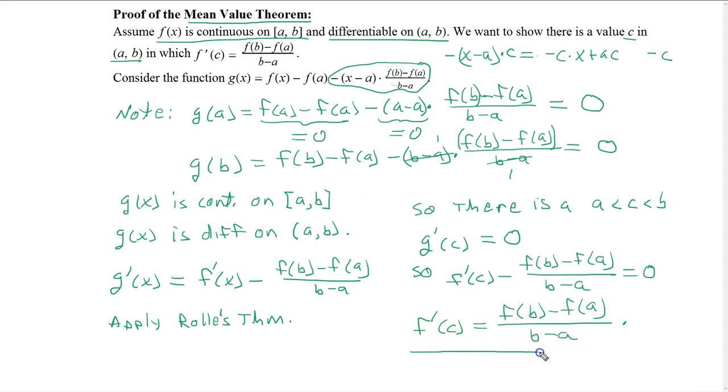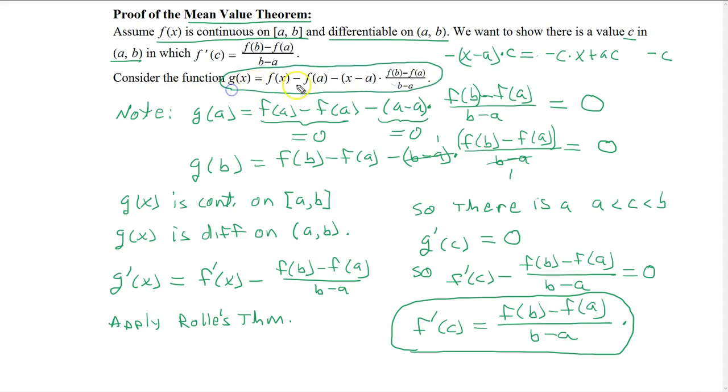And there you go. We have obtained the conclusion of the mean value theorem. We've proven that there is a c value where the derivative of f at c is f of b minus f of a over b minus a. And so we did it by constructing this strange looking function, this g up here, and then showing that we could apply Rolle's theorem to this function. And that concludes our proof of the mean value theorem.